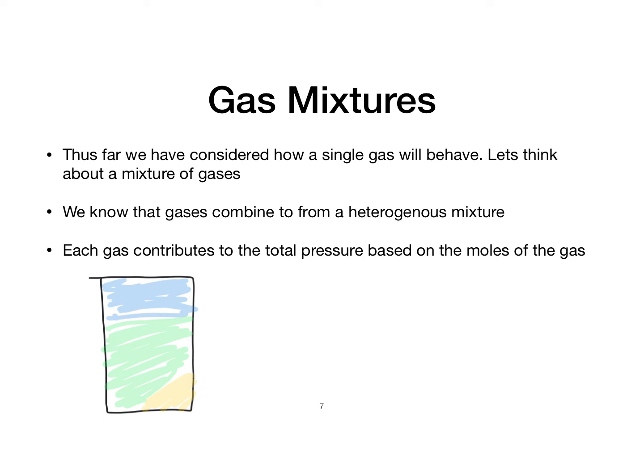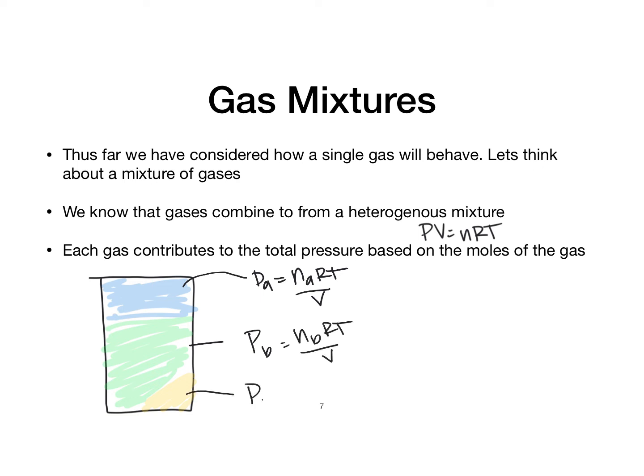So if we know that we have a single container, we can start to think about each gas independently. If we think about the blue gas as gas A, we know that the pressure of A is equal to the moles of A times RT over V. This is just using PV equals nRT. We know that the same is true for B, where PB is equal to NB RT over V. And same for the yellow, where the pressure of this is equal to the moles of that, RT over V.